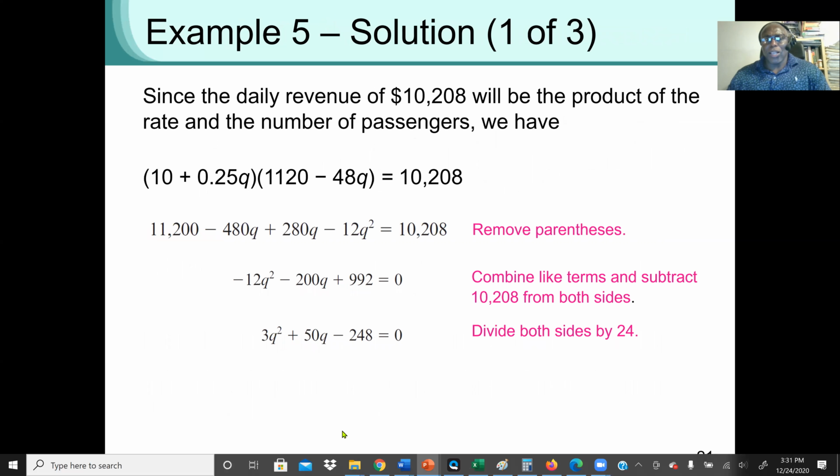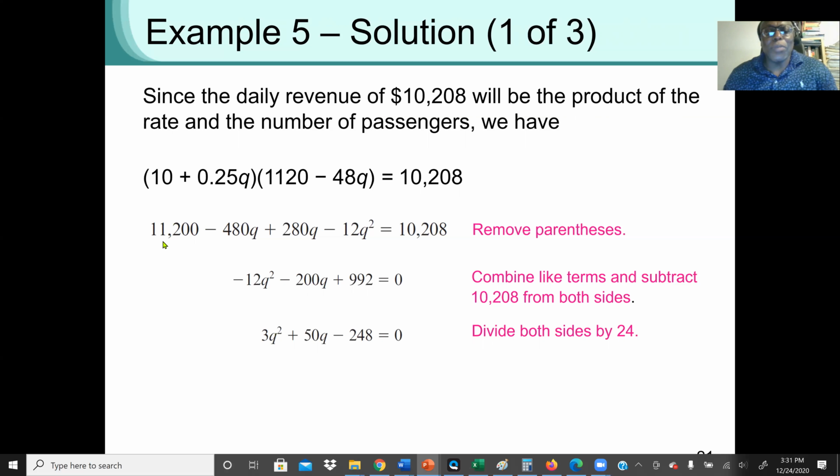So if we know this, then we can set up our equation. Since we know the daily revenue of 10,208 will be the product of the rate and the number of passengers, we are going to have 10 plus 0.25Q times 1120 minus 48Q, all equal to 10,208, because 10,208 is the daily revenue. So we know we charge 10, then an additional 0.25Q, quarters Q. Then we have 1120 minus the loss, we lost 48 passengers, so 48Q.